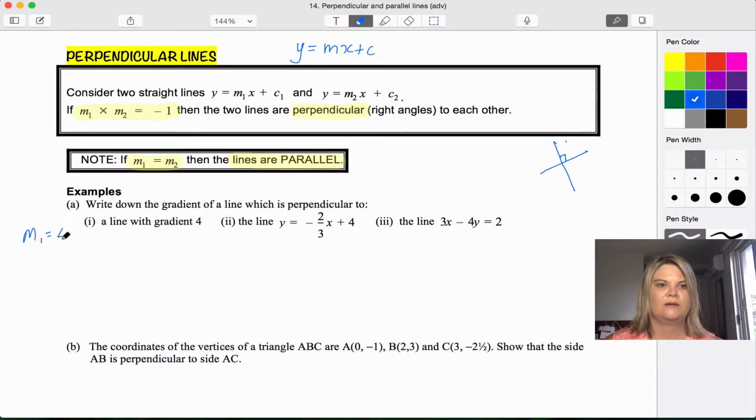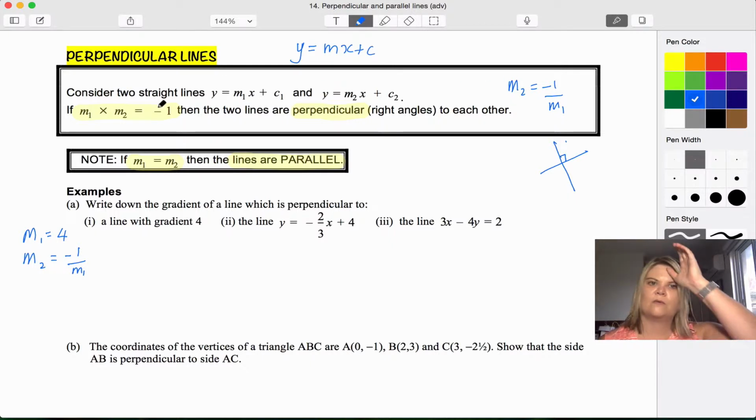So we know m1 is equal to 4. We can write down our equation. m2 equals negative 1 over m1, and that's just a rearrangement of this equation here. So you might like to jot that one down too. All I've done is taken this m2 over the other side and divided by it. So you can use either of these two equations to find perpendicular lines. So we've got m1, we can substitute that in: negative 1 over 4, and that's your gradient. Done.